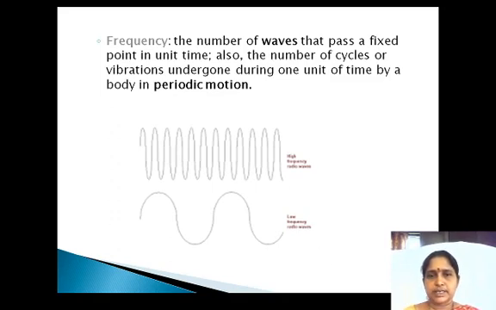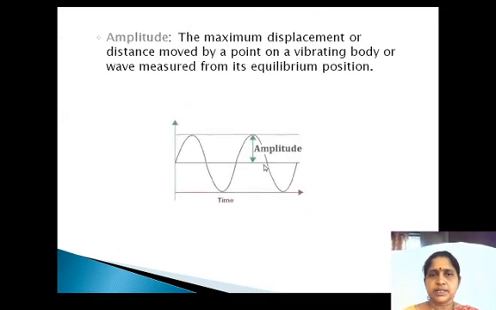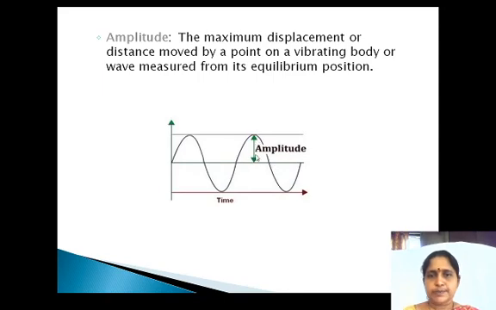See these two diagrams. In the first diagram, there are more cycles in the same time, but here there are fewer cycles. So this is a high frequency and this is a low frequency, because it takes more cycles. Amplitude is the maximum displacement of the wave. The maximum displacement is called the amplitude.